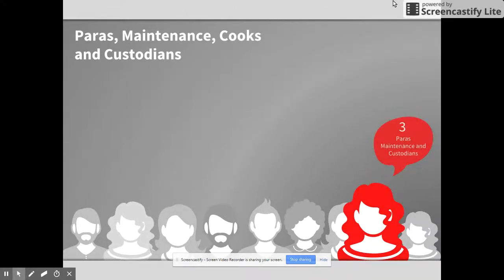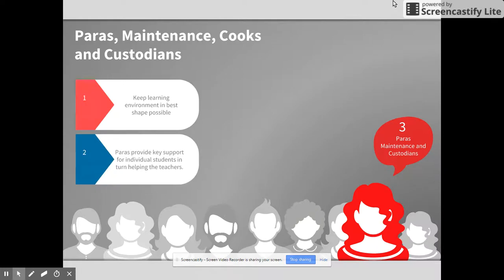The paras, maintenance, cooks, and custodians I have next. They keep the learning environment in the best shape possible. Obviously, you don't want to have a dirty, run-down school with lots of broken pieces and all that fun stuff. So they become very important in keeping the environment strong, so that you don't have to worry about not being safe in your environment. Paras provide key support for individual students. Say you have a student that needs very much one-on-one attention in order to learn the material. The para can provide that while the regular education teacher cannot. So it's supporting the education teacher in the overall goal of the school, and they work behind the scenes to improve the overall quality of education.